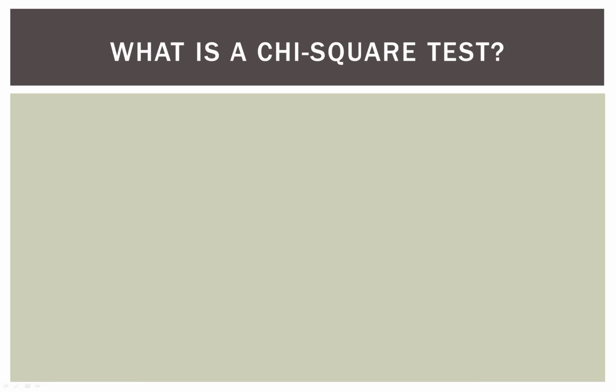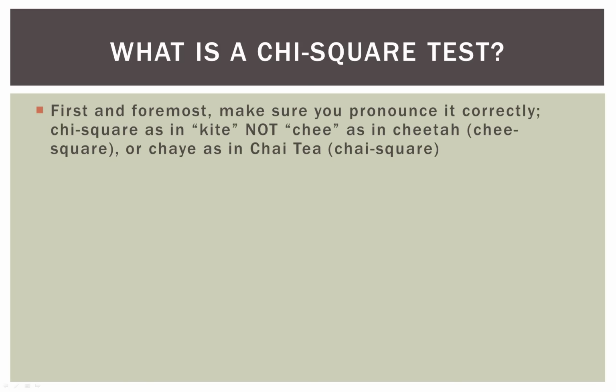Okay, so let's actually get to the heart of this video, and that is, what is a chi-square test? Now, first and foremost, make sure you pronounce it correctly. It is chi-square as in kite, not chi as in cheetah, or chai as in chai tea. It's chi-square as in kite.